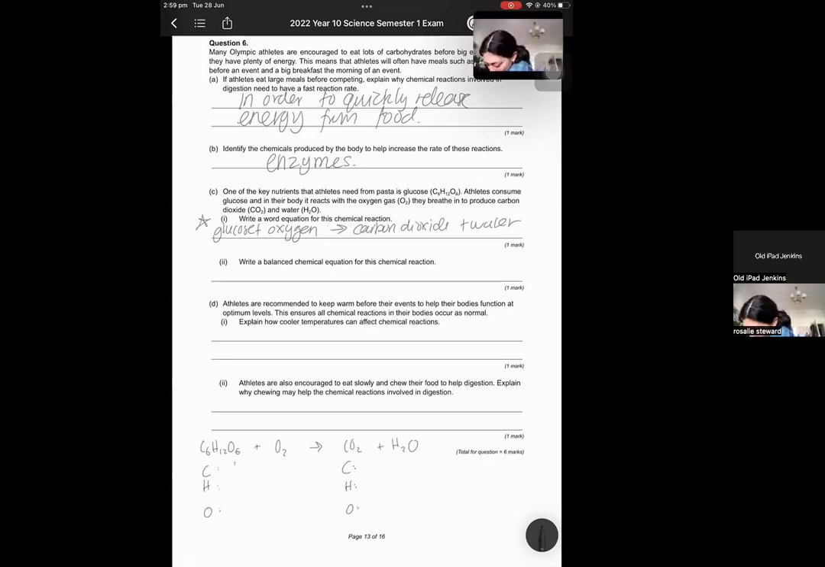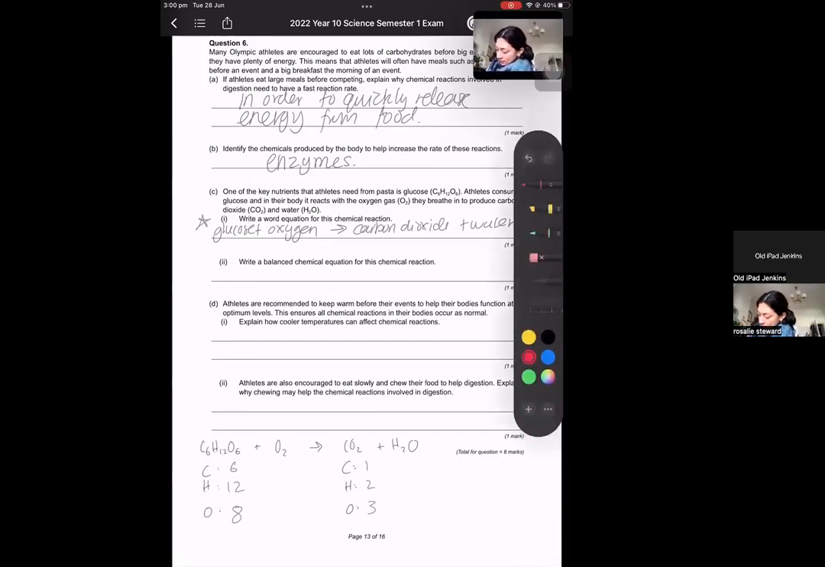So how many carbons on the left? 6, and on the right, 1. Hydrogens on the left, 12, and on the right, 2. Oxygen on the left, 1, 2, 3, 4, 5, 6, 7, 8, and on the right, 1, 2, 3. Okay, let's use a different color and start doing some cancelling and crossing.